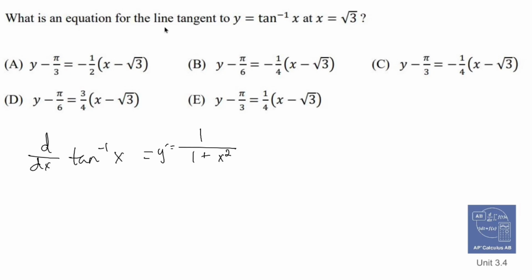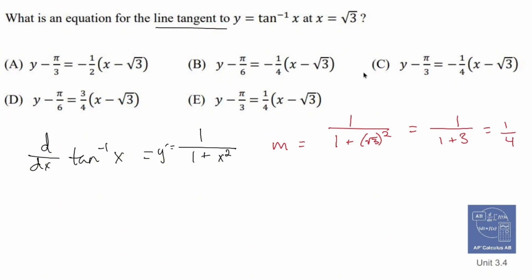Now again, the equation of a line tangent means derivative, so that's why I did this. So now I'm going to plug in root 3, and what that will do is give me the slope of the tangent line. So my slope of this tangent line is going to be 1 over 1 plus the square root of 3 squared, which is 1 over 1 plus 3, which is 1/4. So my slope is 1/4.